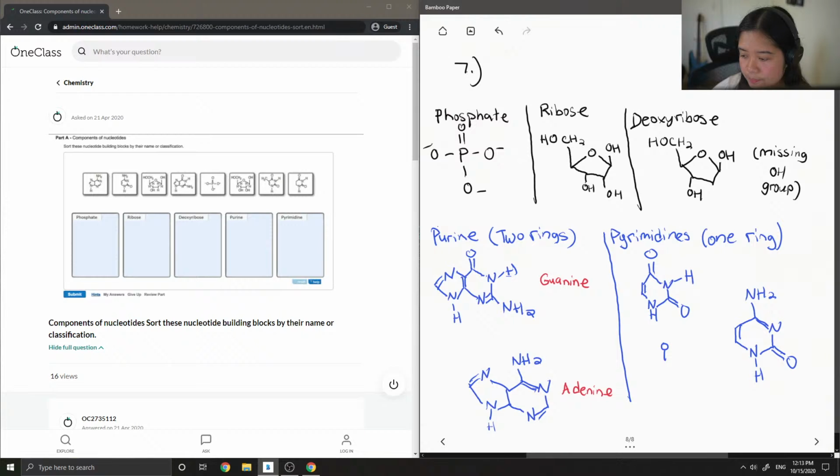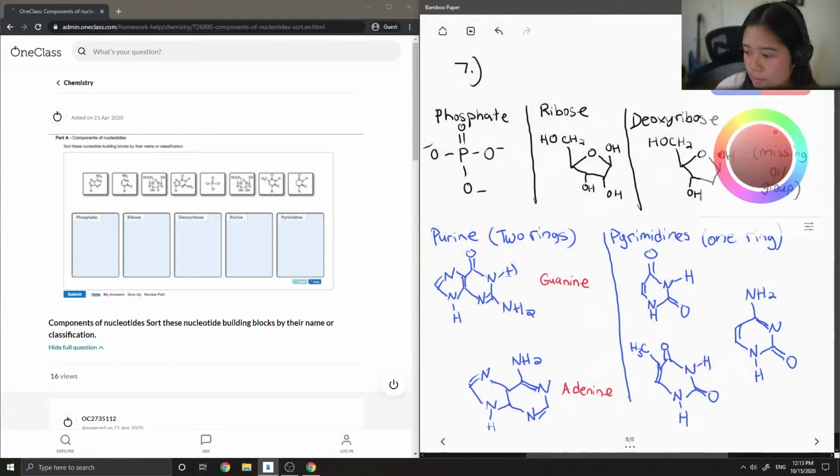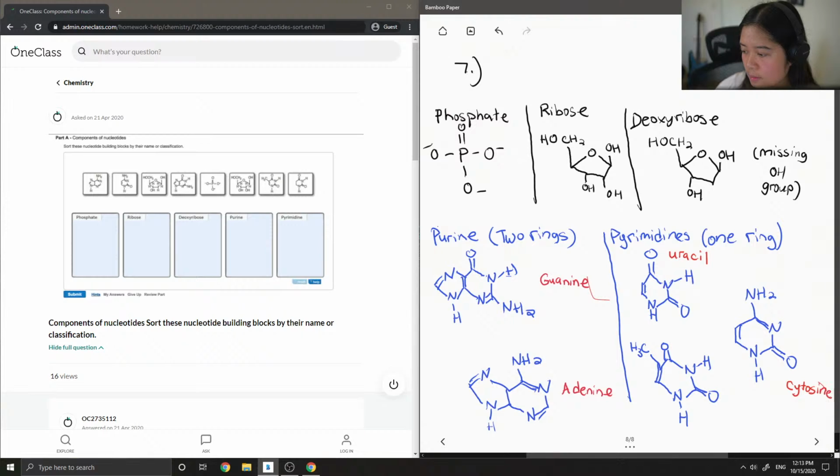And lastly, okay, so again, you'll notice these as uracil, cytosine, and thymine, which are your building blocks for DNA and RNA.